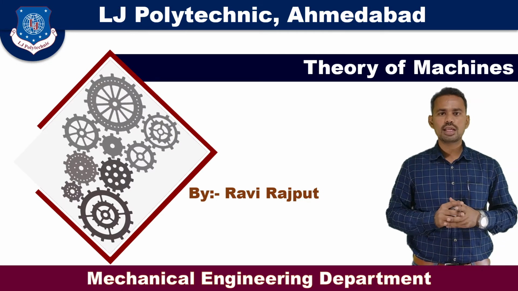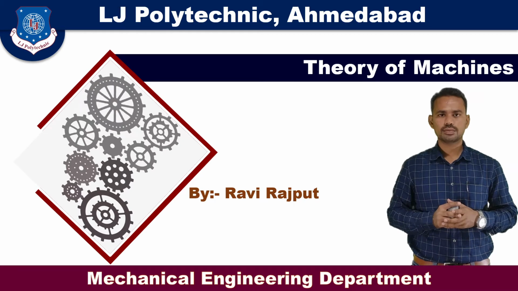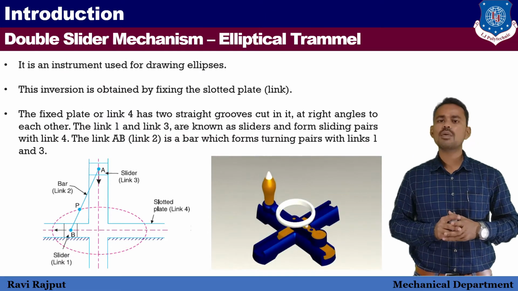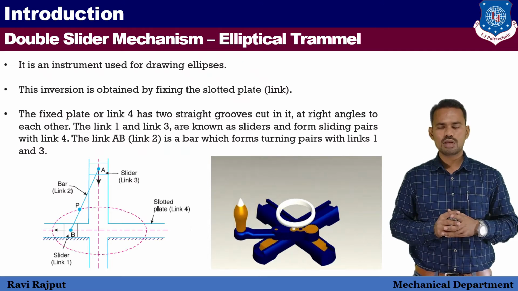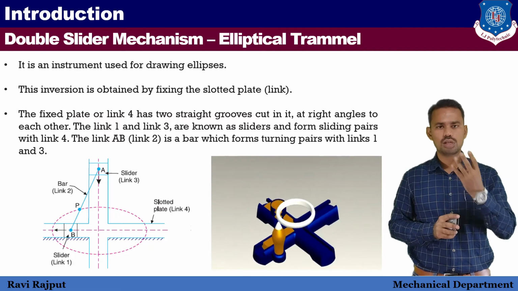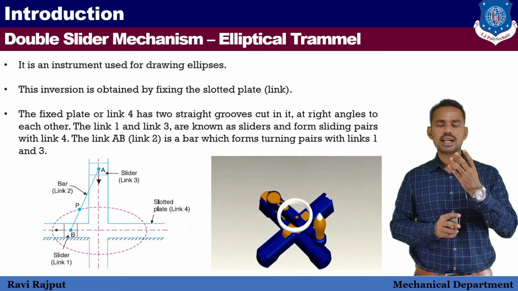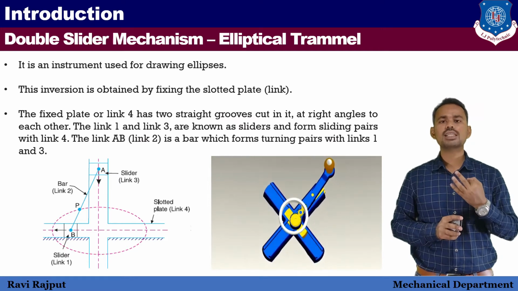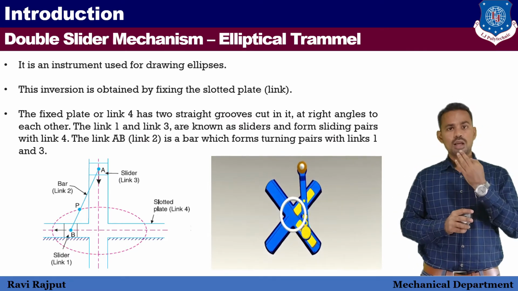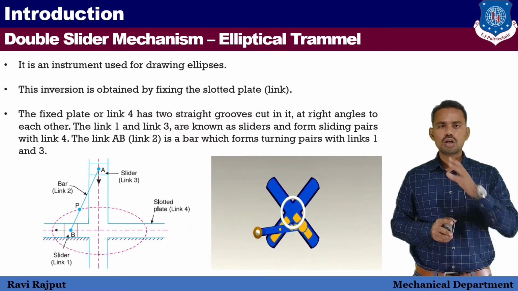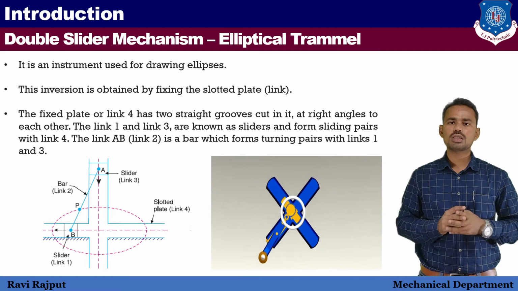So let's start with the basic concept first. Previously we had studied the 4-bar chain mechanism and the single slider crank chain mechanism. What was the 4-bar chain mechanism? Basically a mechanism that has 4 turning pairs. In the single slider crank chain mechanism we had 3 turning pairs. Now here in the double slider crank chain mechanism we will have 2 turning pairs and the remaining 2 pairs will be sliding pairs.